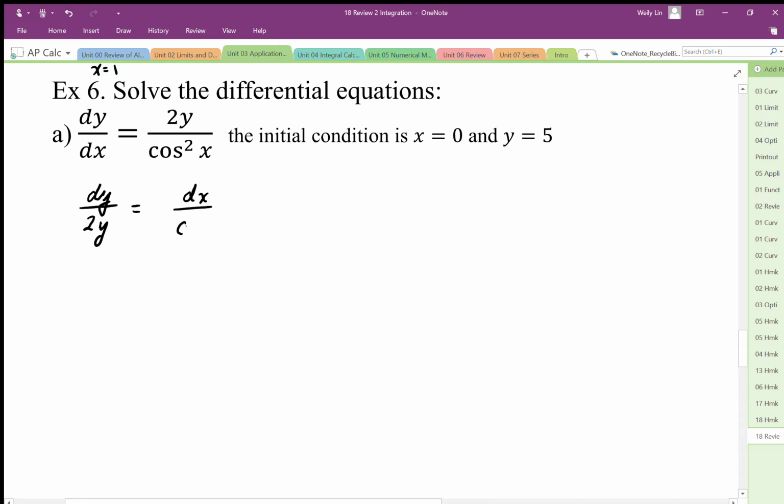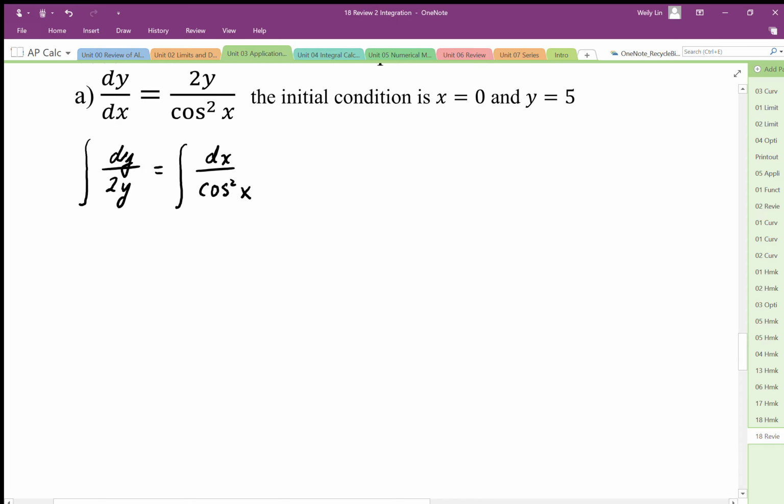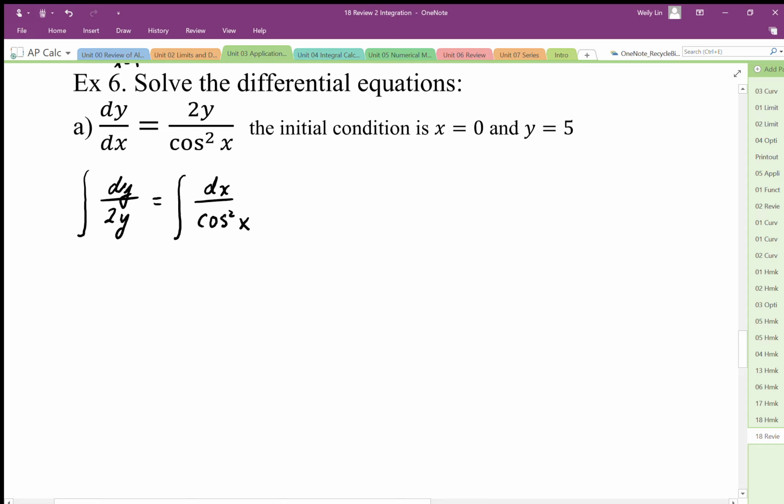x's with dx. And I want to put the cosine into the numerator because that cosine in the numerator becomes secant squared, which I can anti-differentiate fairly easily. So there's my first step. I'm going to separate, integrate.